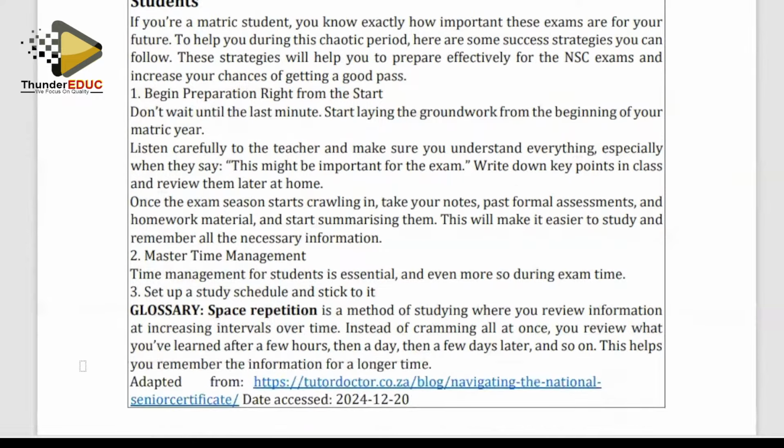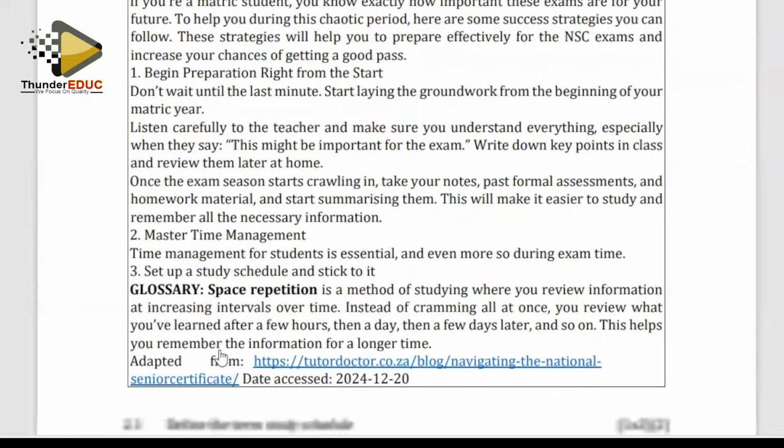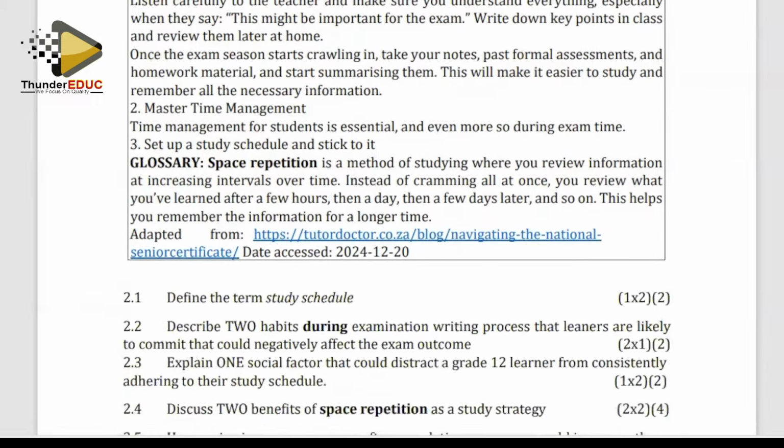Master time management. Time management for students is essential, and even more so during examination time. Number 3, set up a study schedule and stick to it. Glossary. Spaced repetition is a method of studying where you review information at increasing intervals over time. Instead of cramming all at once, you review what you have learned after a few hours, then a day, then a few days later on, and so on. This helps you to remember the information for a longer time.